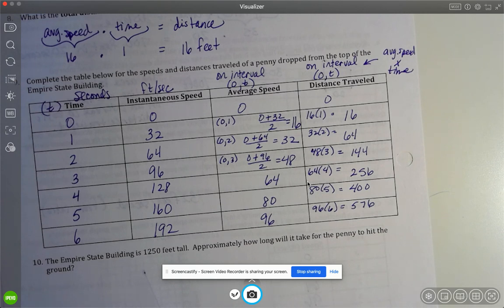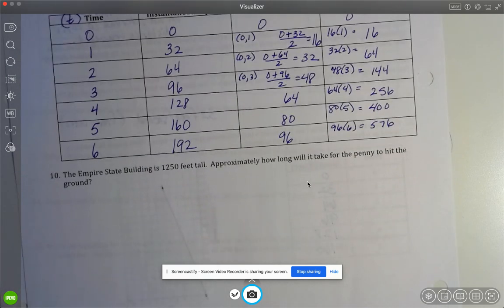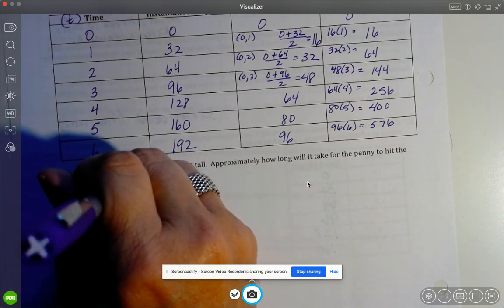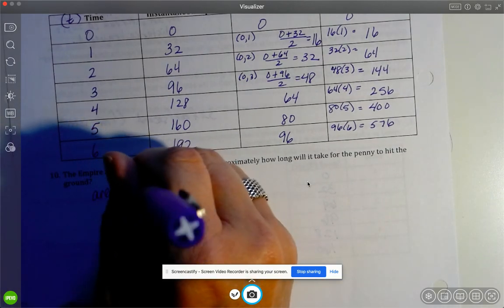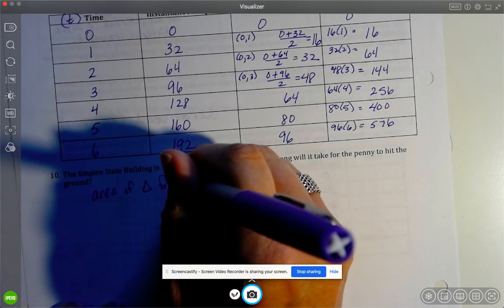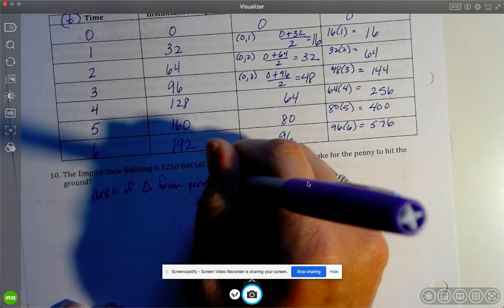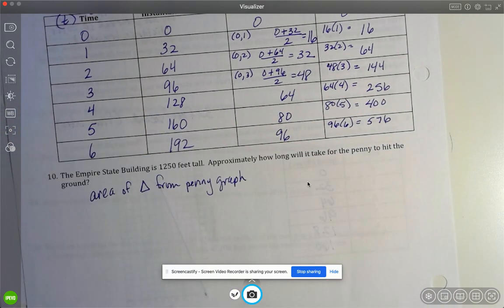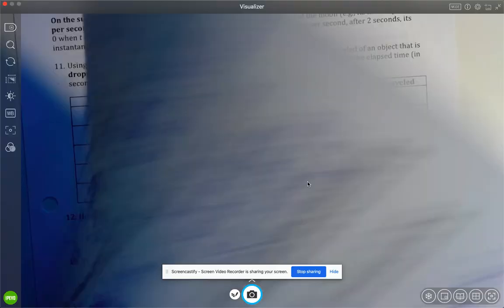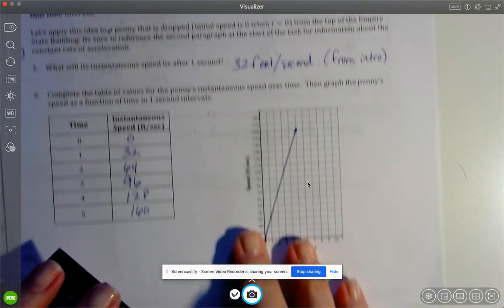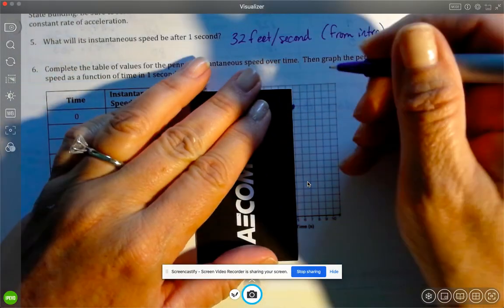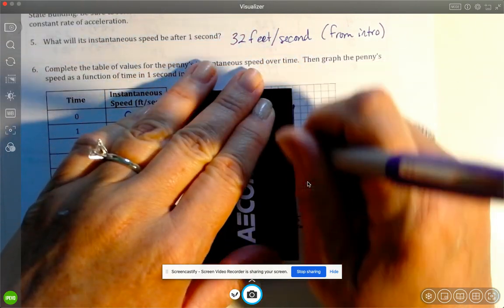So the Empire State Building is 1,250 feet tall. Approximately how long will it take for the penny to hit the ground? Well, we could use the area of the triangle from the penny graph. So we could go back to the penny graph, make a triangle, and figure out the area. Right, that worked with our car.